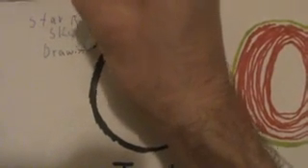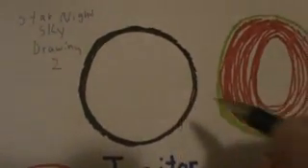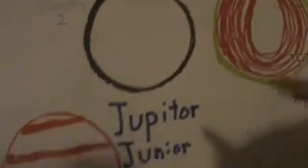Go ahead and write down Star Night Sky, Star Night Sky, and drawing 2. It's like drawing 2, as you've got the star right here, and along with the sun.